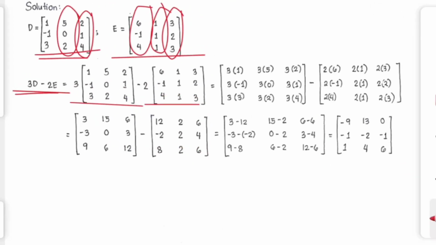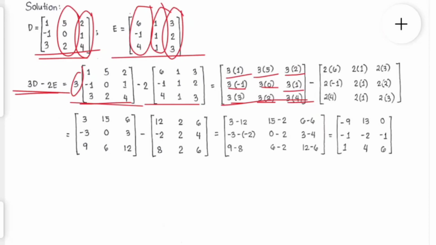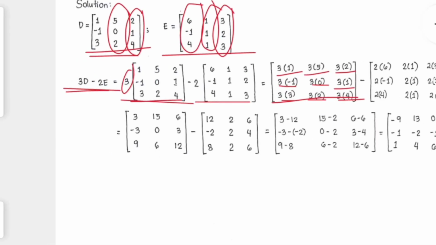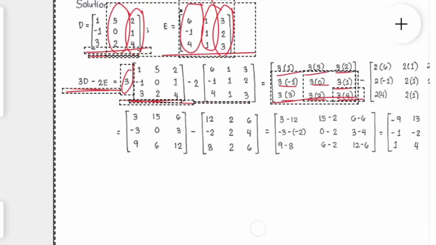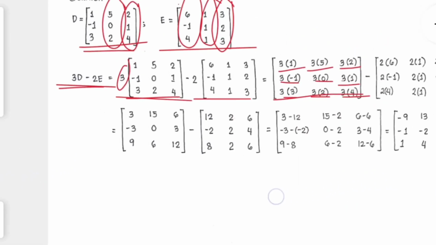We will multiply this one first by 3. By the rule of scalar multiplication, we get 3 multiplied to 1, 3 multiplied to negative 1, 3 multiplied to positive 3, and 3 multiplied to 5, 3 multiplied to 0, 3 multiplied to 2, 3 multiplied to 2, 3 multiplied to 1, and 3 multiplied to 4. So we just have to multiply this 3 for all the values in the matrix D.